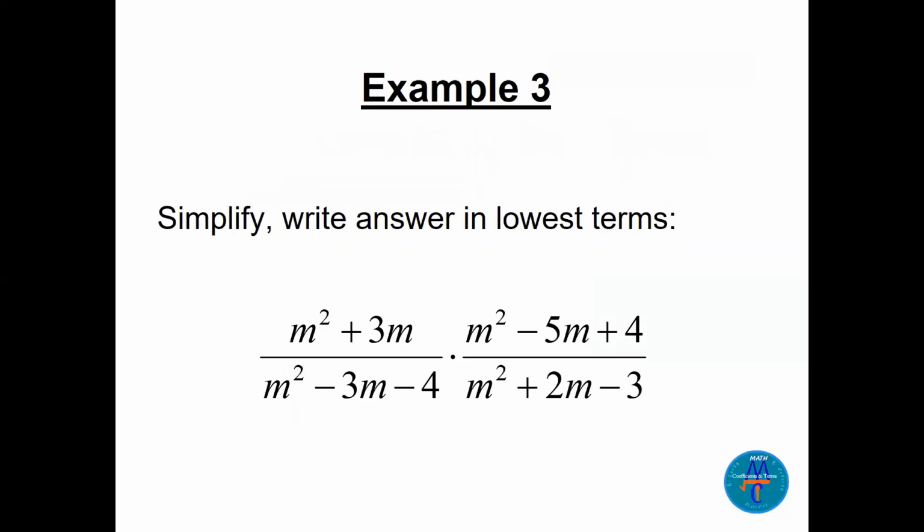Let's see. Here we have a rational expression, another rational expression. Can we cancel m squared? Never. Can we cancel here 3m? Never. What do we have to do? I can hear you. The main idea is factoring. Let's go and factor each one.